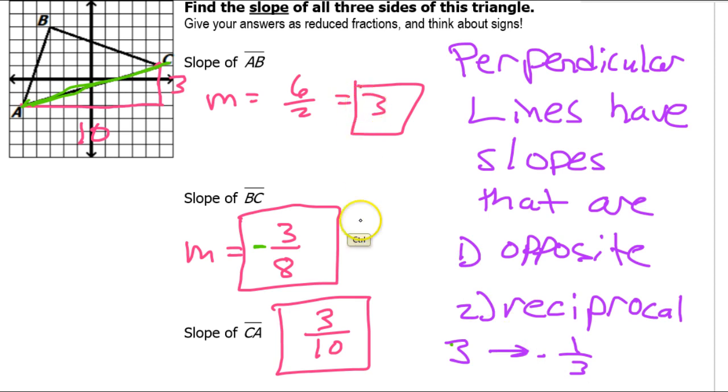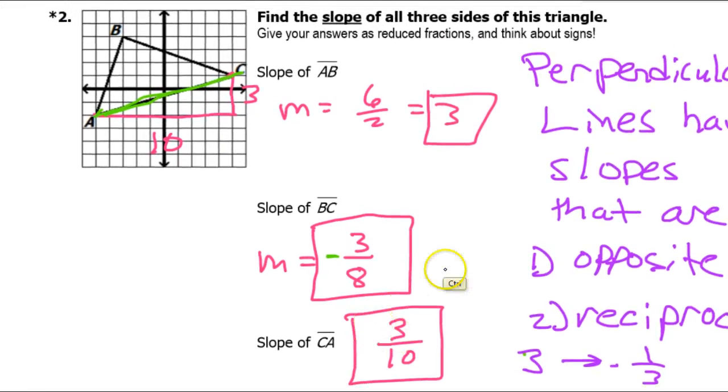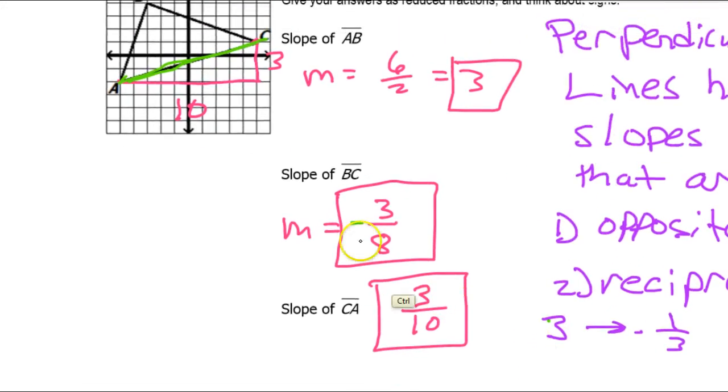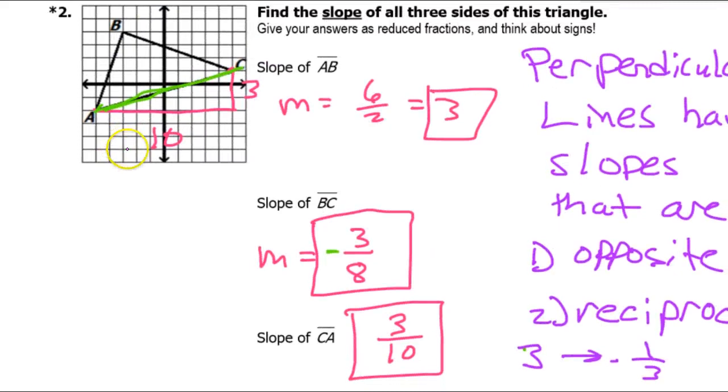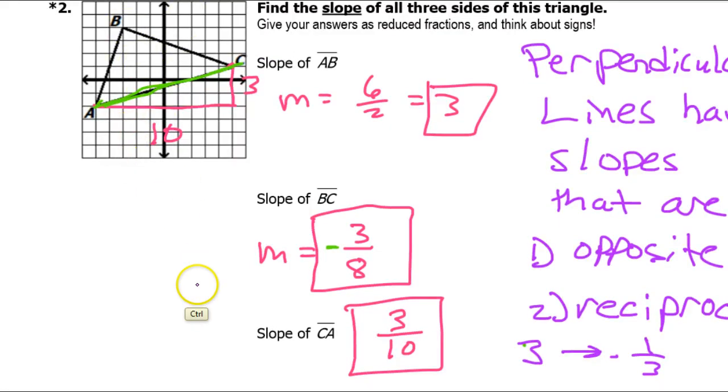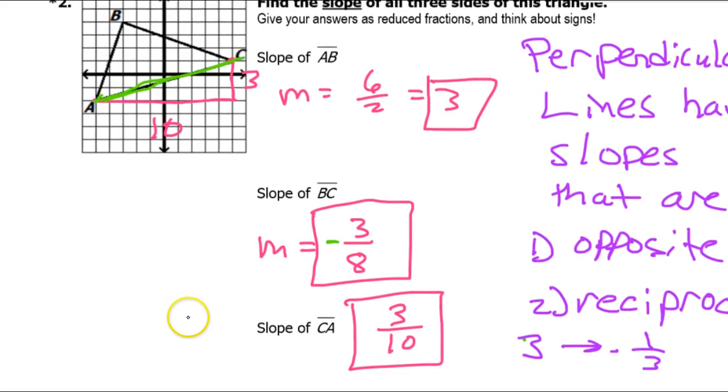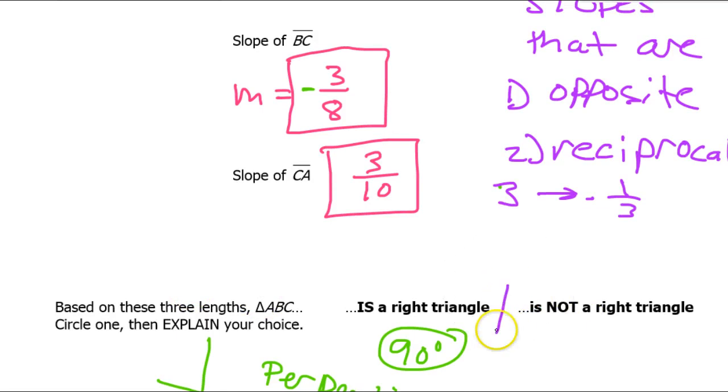So, I don't see any slope that would be perpendicular to this one because I don't see negative 1/3. The reciprocal of 3/8 is 8/3. I don't see that. The reciprocal of 3/10 is 10/3. I don't see 10/3 anywhere. So none of these slopes are opposite and reciprocal. That means that none of these lines are perpendicular. So none of these angles could be right angles. That tells me that this is not a right triangle.